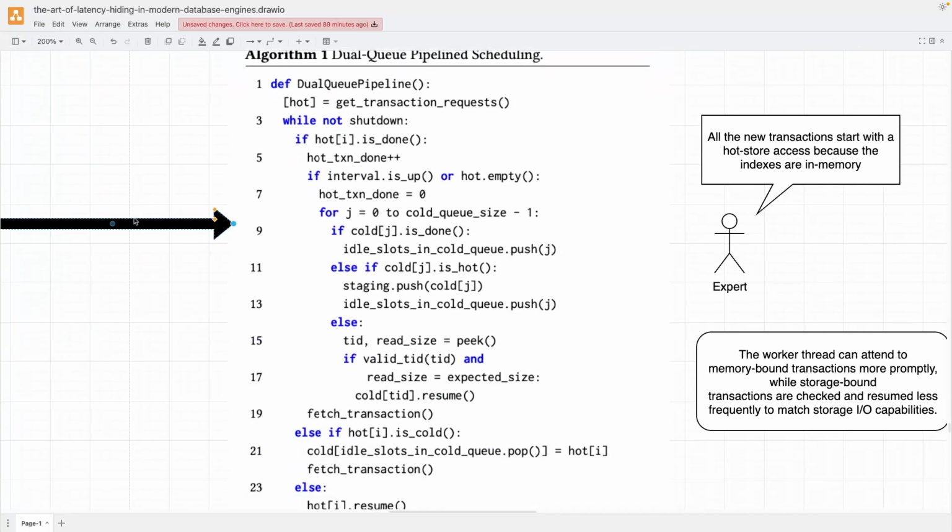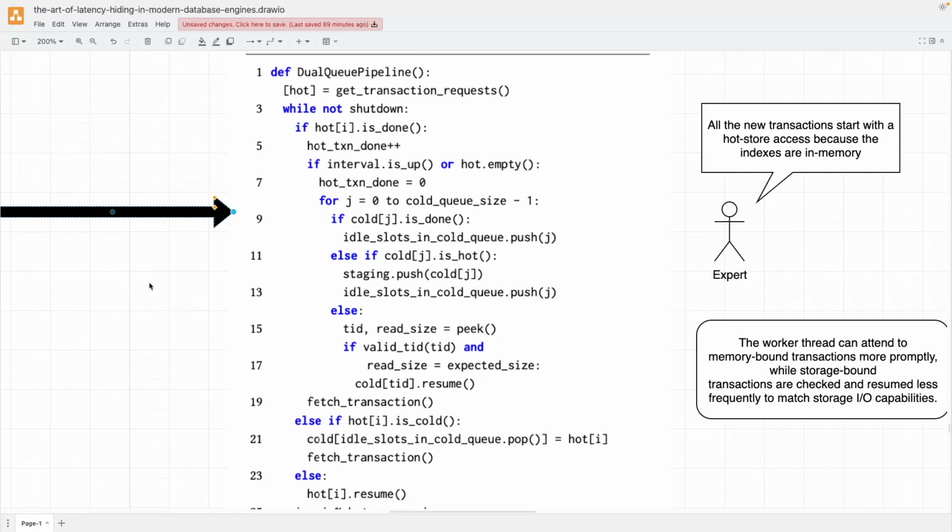I know it looks complicated, there's a lot of nesting, a lot of ifs and fors, but the essence of the algorithm is simply this. Prioritize memory-based transactions over storage transactions. Only attend to storage transactions occasionally or when there are no memory-based transactions. And if transactions switch between memory to storage or storage to memory, move them to the correct queue so that they can be scheduled correctly based on the type of data they are accessing.